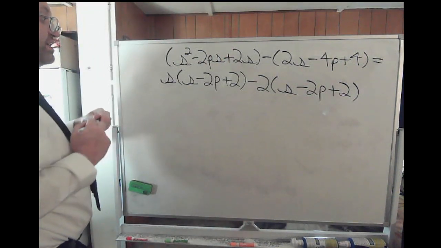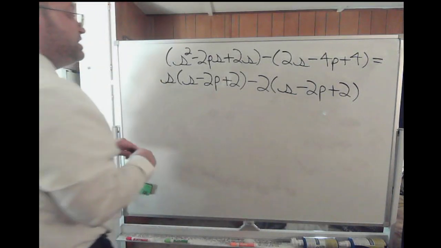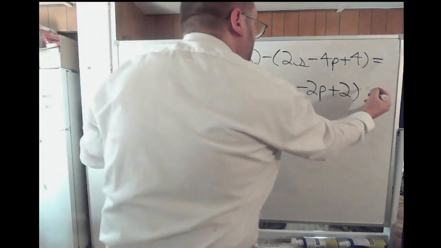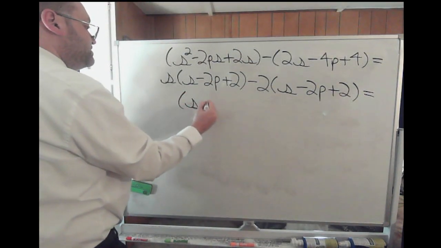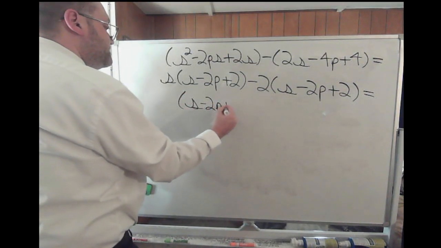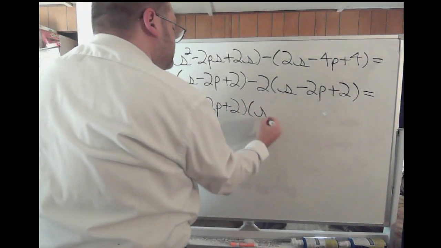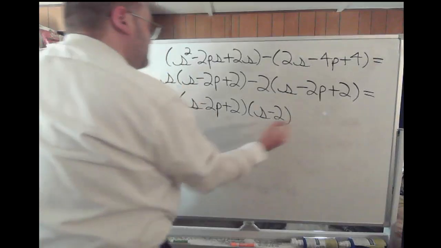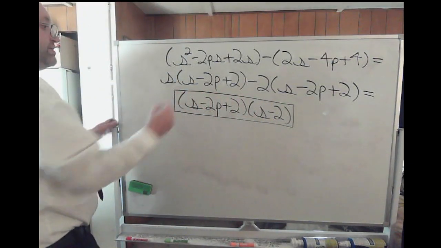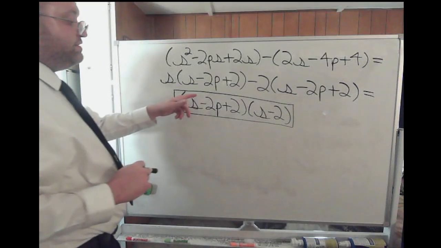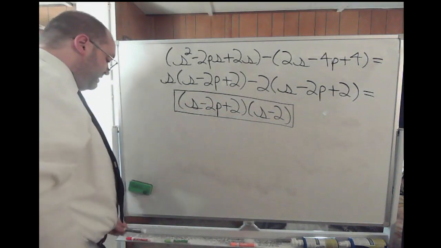Well, all of a sudden, we now have two terms with two common factors. So let's factor out your common s minus 2p plus 2. You'll take that times the quantity of s minus 2. And that's exactly what you would get, because you cannot factor these any further. You would get the quantity of s minus 2p plus 2 times the quantity of s minus 2.